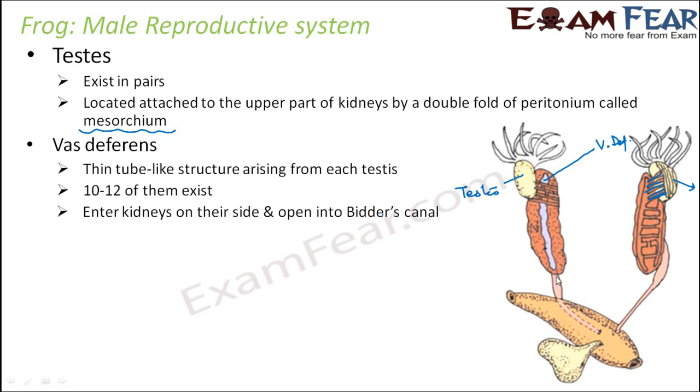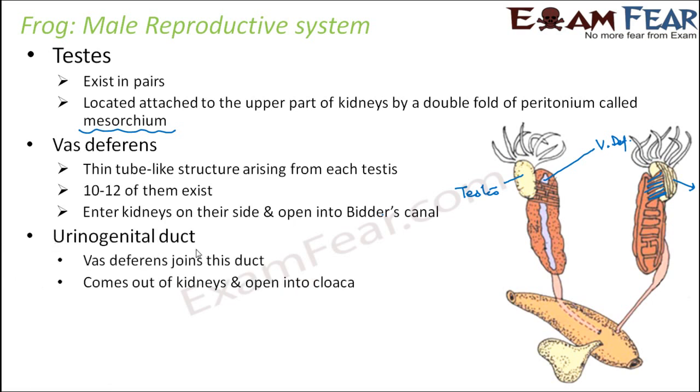Now it is not only one vas deferens which exists, almost 10 to 12 of them exist. They enter kidneys on their side and open into Bidder's canal. So they enter here into the kidneys and then they open into this canal, which is also known as the Bidder's canal.